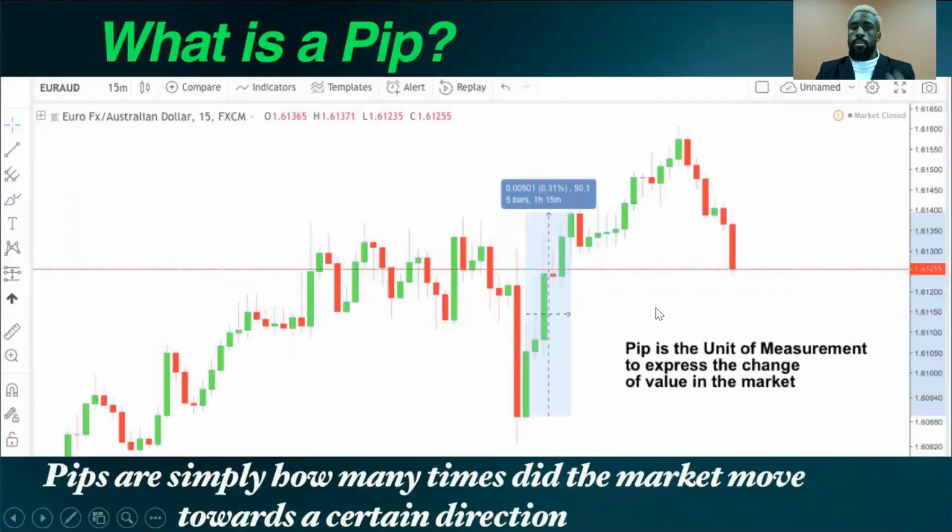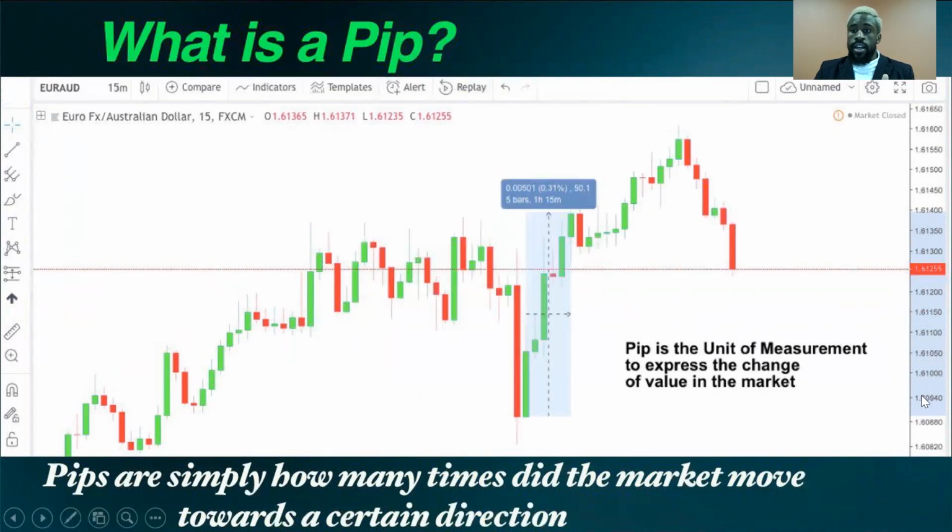And the pips, like I mentioned before, pips are simply how many times the market moved towards a certain direction. So if you guys can see over here, it moved 50 pips. That means your money times, remember, pips stands times your money. So if you had 50 pips with $10, that's $500 you will be earning on this.